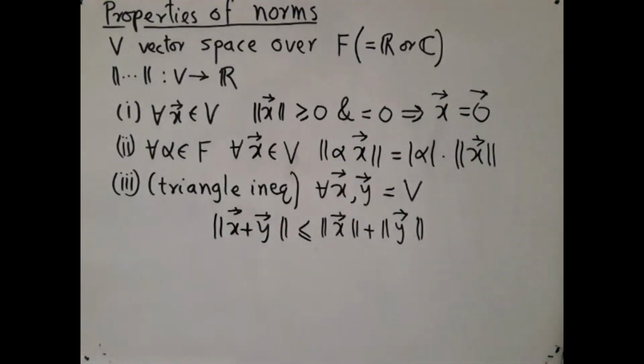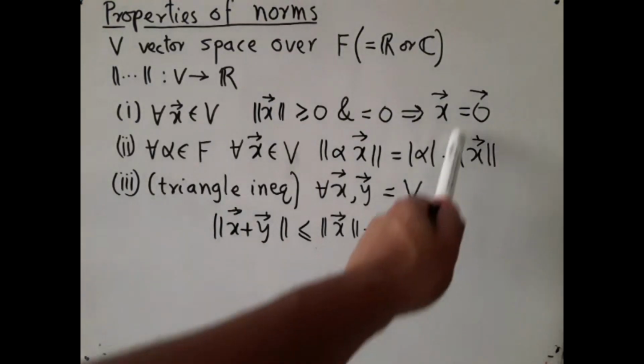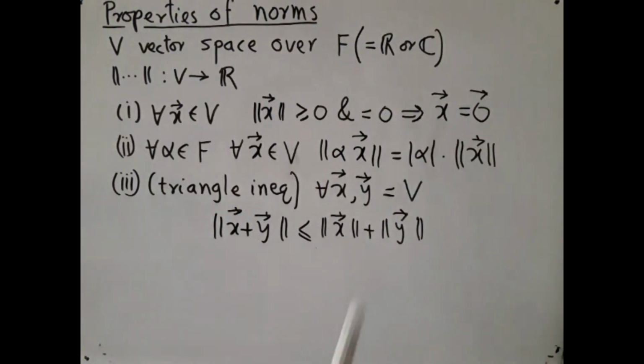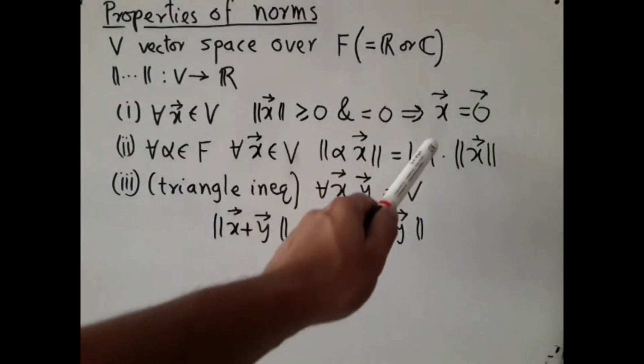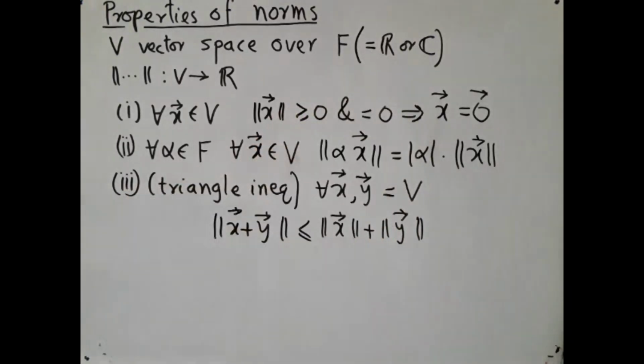The second property says if you take a vector and multiply it with a scalar, in that case the length of the vector will be scaled by basically that scalar, but this alpha comes out as mod alpha. Remember, alpha may be either a real number or a complex number. If it is a real number, then this is interpreted as absolute value. If it is a complex number, it is interpreted as the modulus.